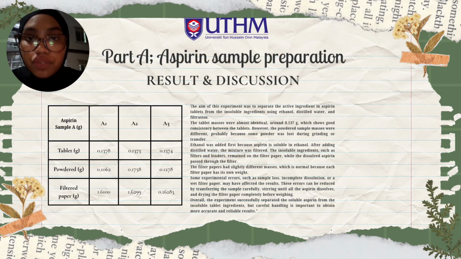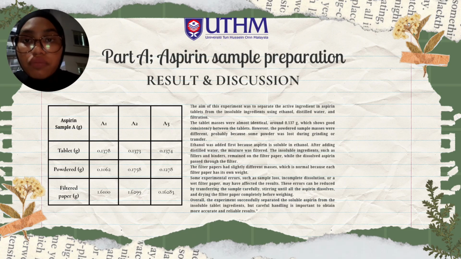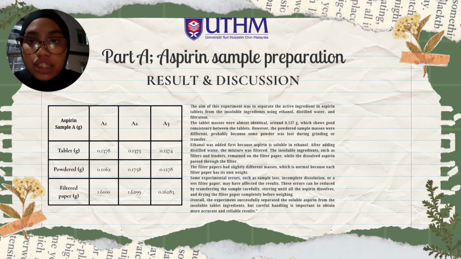These errors can be reduced by transferring the sample carefully, stirring until the aspirin dissolves, and drying the filter paper completely before weighing. Overall, the experiment successfully separated the soluble aspirin from the insoluble tablet ingredients, but careful handling is important to obtain more accurate and reliable results.